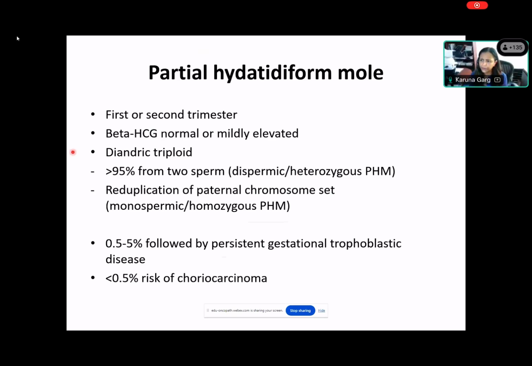Moving on to partial moles. In this, your beta HCG is normal or only mildly elevated. Partial moles are, of course, triploid. And in this case, 2 of the chromosomal sets are from the father and 1 is from the mother. So it's diandric triploid. More than 95% of partial moles come from 2 sperms, so it's a dispermic partial mole. There's a small minority in which the paternal chromosomal set gets reduplicated, and that's a monospermic partial mole.